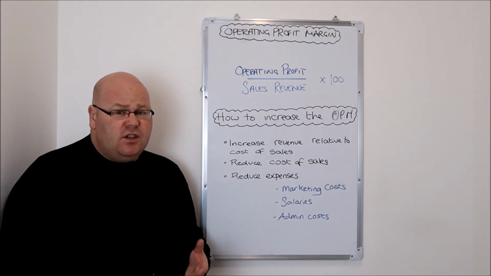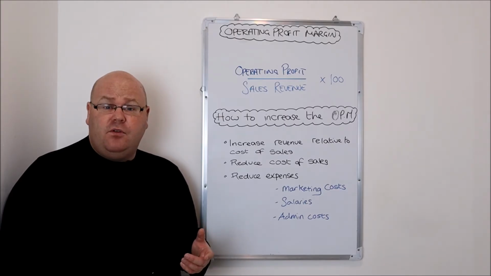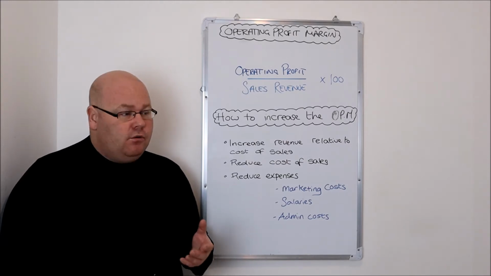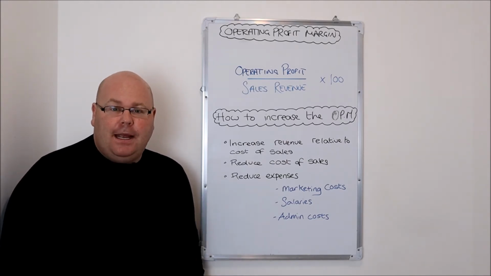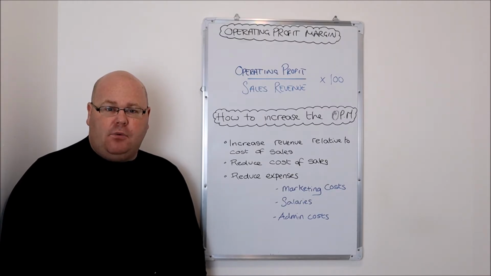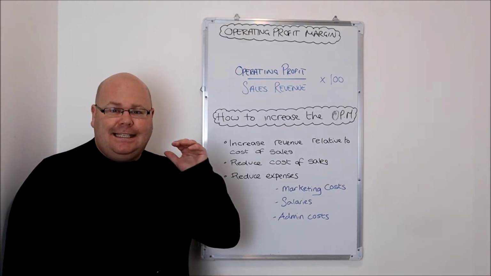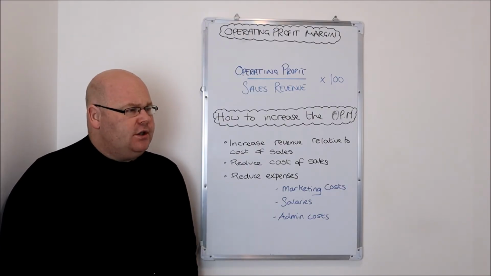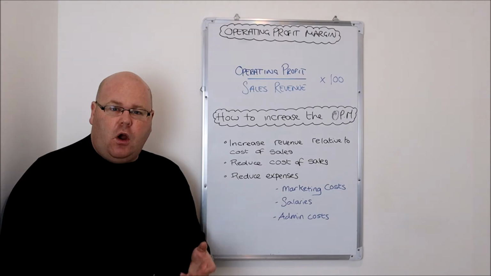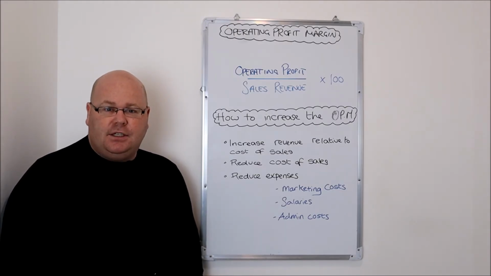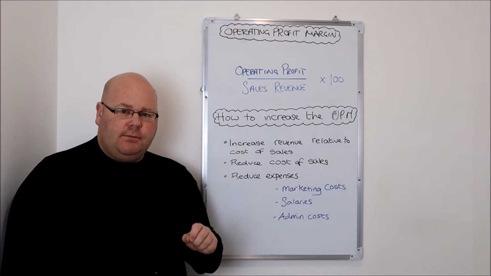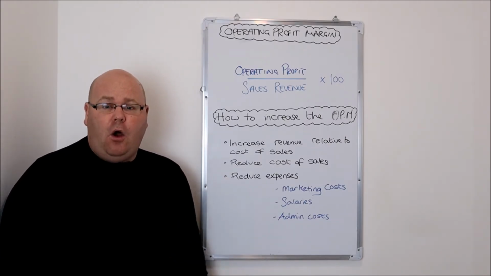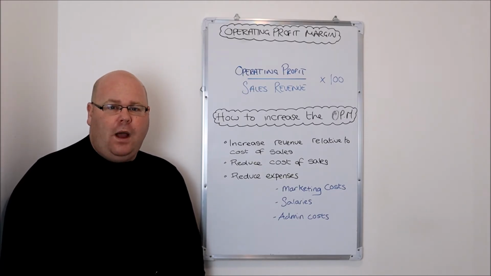The first two of those are the same strategies they would use to try and improve the gross profit margin of the business. And if the business can improve its gross profit margin, it may help it to also improve its operating profit margin. So if the business can increase its sales revenue relative to the cost of goods sold or the cost of sales, then this will have a knock-on effect on the operating profit margin as well. If we can improve our gross profit figure, then depending on what's going on with our expenses, we may also improve our operating profit figure as well.